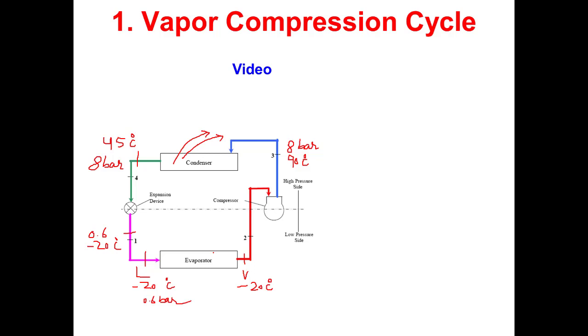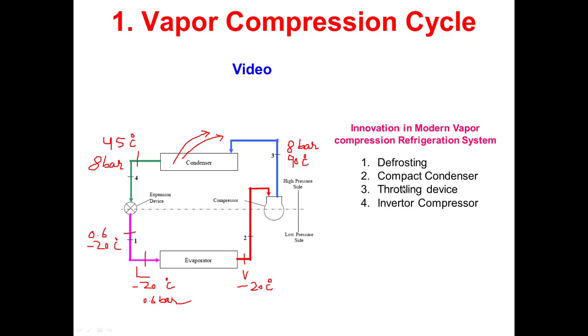Then we discussed different innovations in modern vapor compression refrigeration systems, and out of those innovations, some of them were defrosting, compact condenser, throttling device, and inverter. In case of defrosting, as you know, when you open a refrigerator, air enters into the refrigerator. Along with the air, there is a chance of moisture also entering the refrigerator. Because the temperature inside is lower, that moisture condenses and eventually becomes ice, and it is deposited on the refrigerator tube with the passage of time.